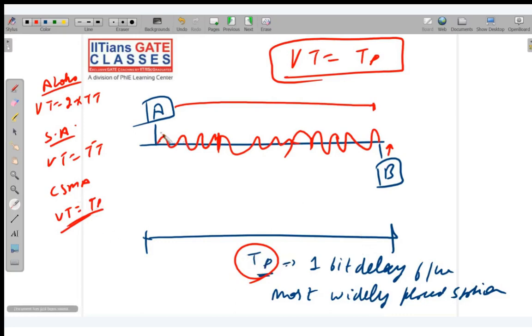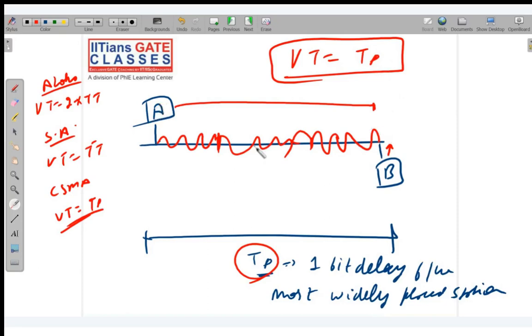Okay, so A has started sending data. So 1 bit delay will be TP. One bit will take TP time to reach B. Now in this TP time duration, if B tries to sense the channel, it will find it idle and it can send the data. So obviously chances of collision are there. So vulnerable time is TP. But these chances are very less because TP time is very small. One bit delay is very small because we are transferring the signal at the speed of light.